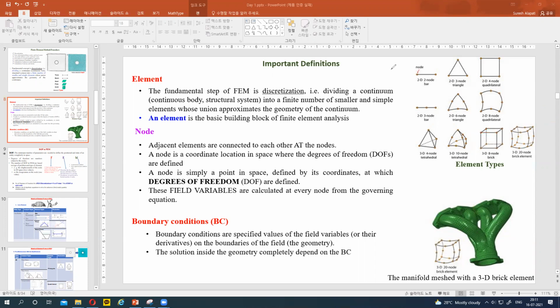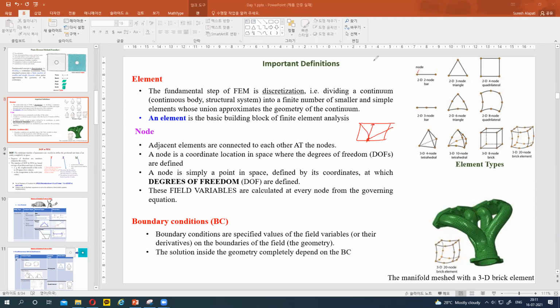If the number of elements is larger, there are more degrees of freedom, because the number of nodes is larger. So it depends on the number of nodes, not on the number of elements. The number of elements and the number of nodes are different, and nodes are the connections between elements.